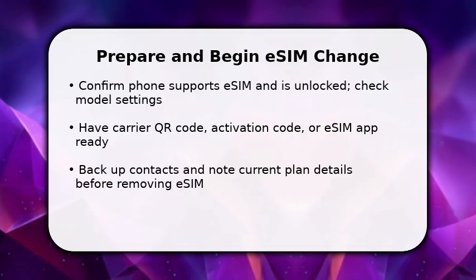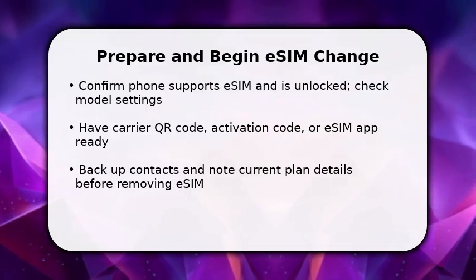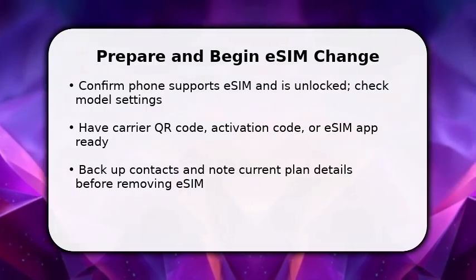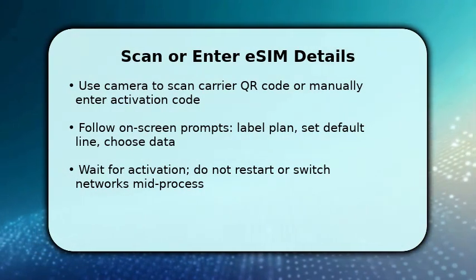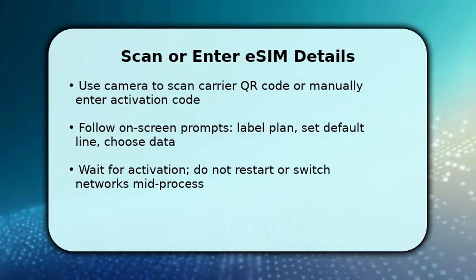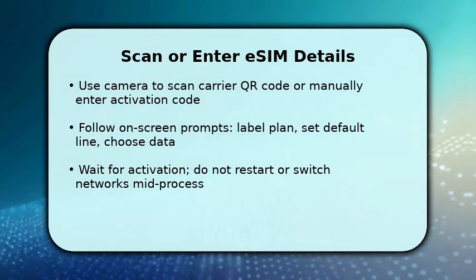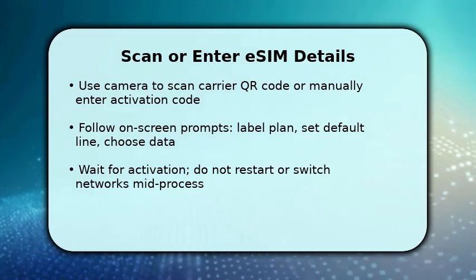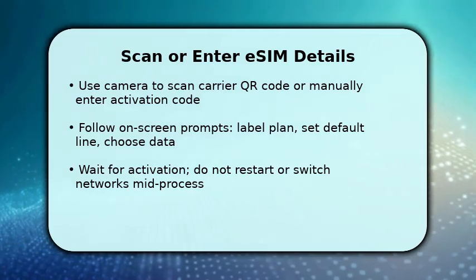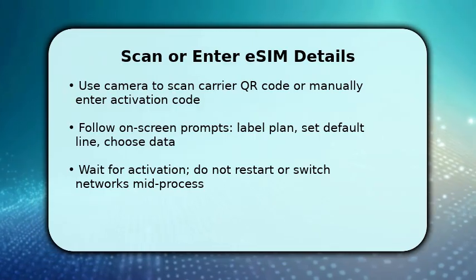Begin the process now by selecting Add Cellular Plan. This triggers the scanner or prompts for the code. You'll now scan the QR code or enter the activation code manually, depending on your carrier. Once scanned, follow prompts to label the new plan, choose a default voice or data line, and set data roaming preferences. This step determines how calls and data route.